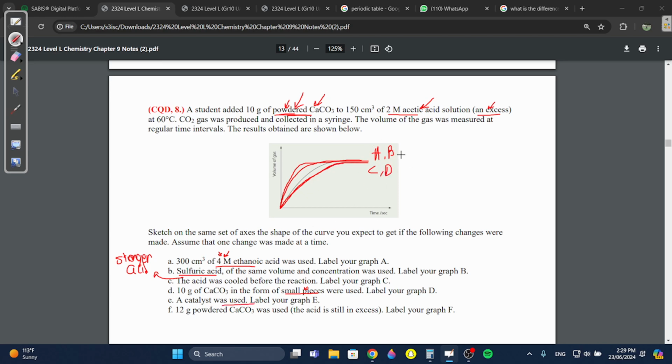Catalyst was used. Of course it would be the one up here, faster. 12 grams of powdered CaCO3 was used. So we had 10 grams, now we have 12 grams, so it will be more. So this is going to be F.